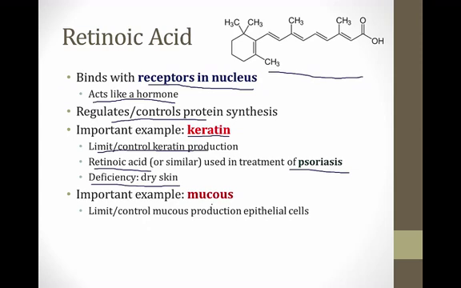And then another important example to know about has to do with mucus production. Retinoic acid can limit or control mucus production in many different types of epithelial cells in the body.